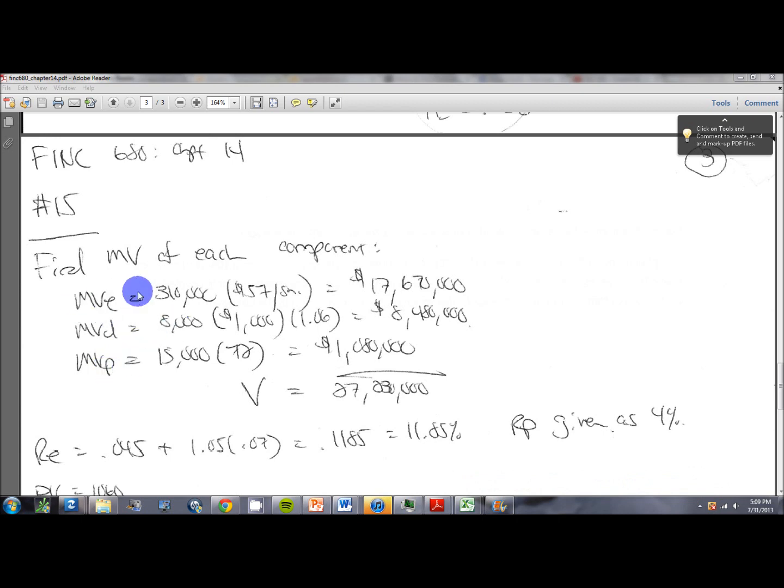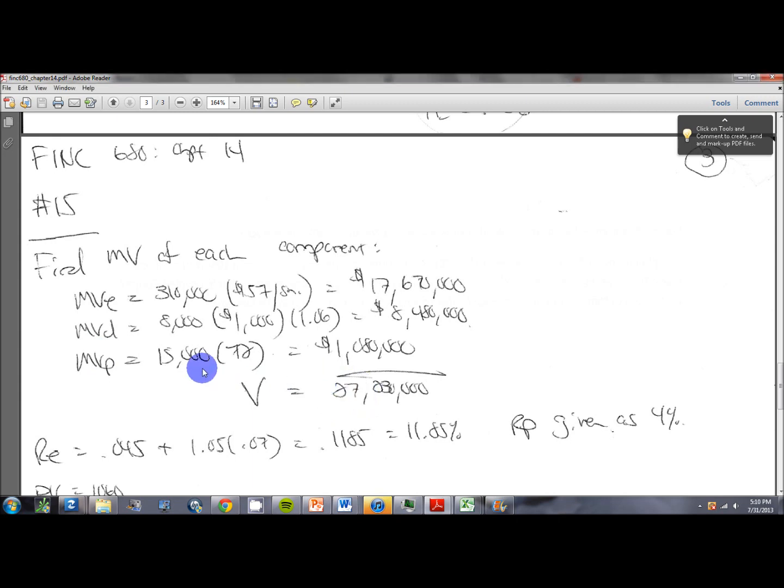Remember, for the equity and the preferred, their values are simply the number of shares outstanding times the price per share. That's how you arrive at those two numbers. For the market value of debt, you have 8,000 $1,000 bonds. To find the total value of that debt, you take the number of bonds times the par value for one bond times the price of one bond, and that gives you 8,480,000. When you sum those together, you get a total value of 27,230,000. Okay, so that gives you E, D, P, and then V.